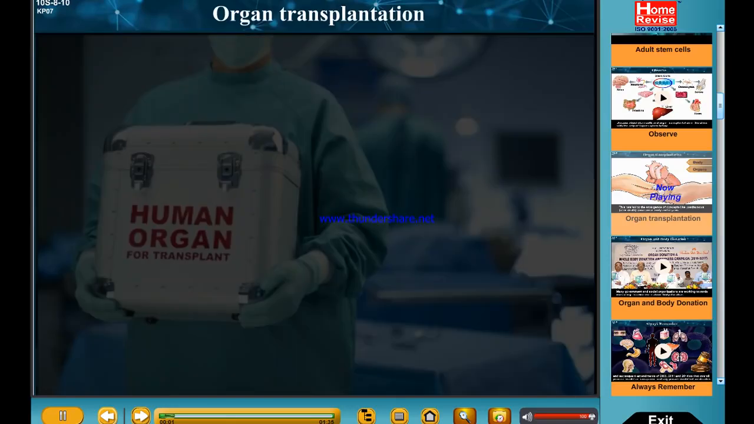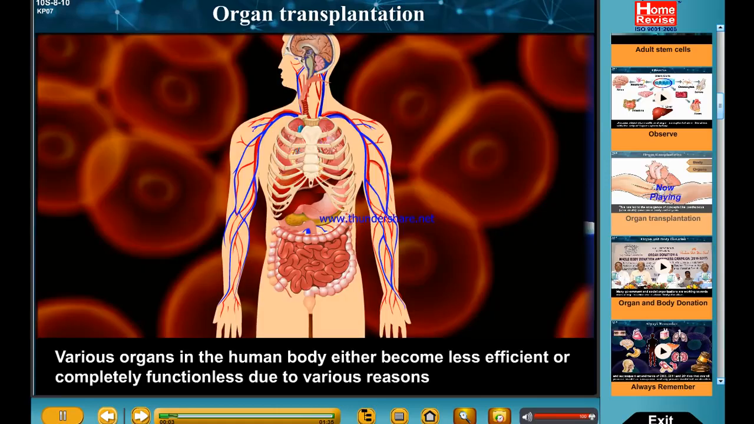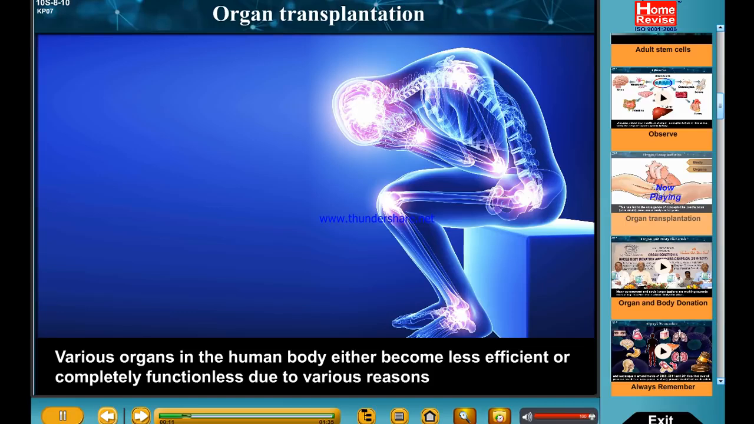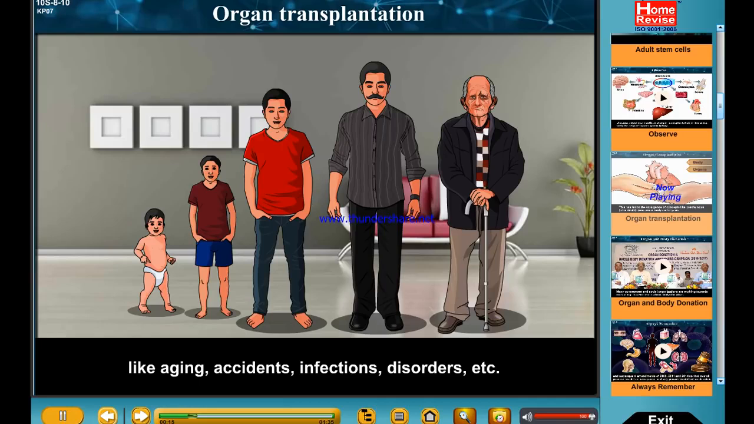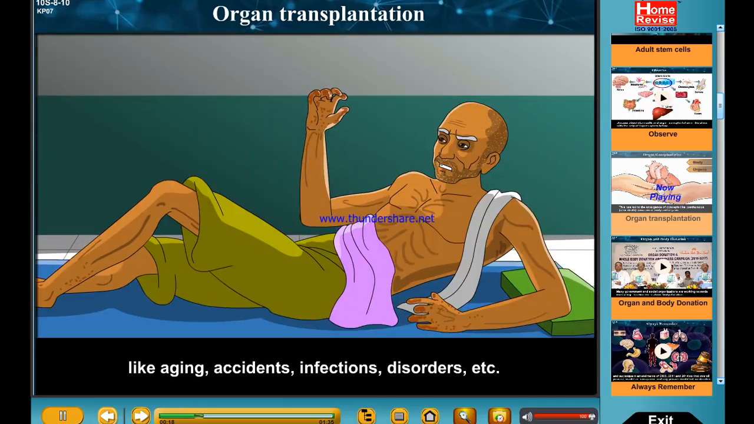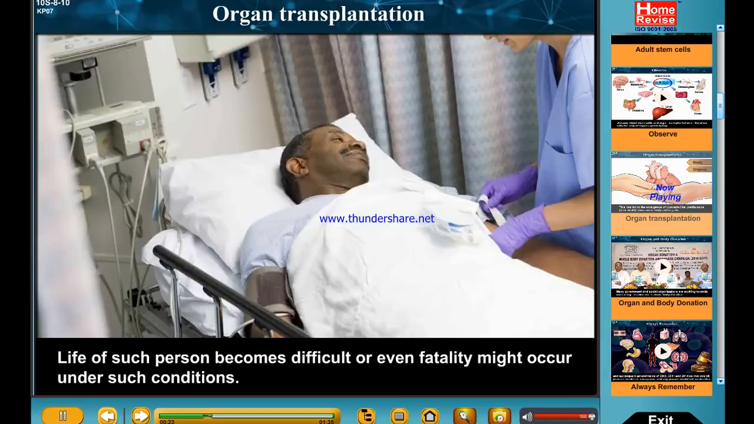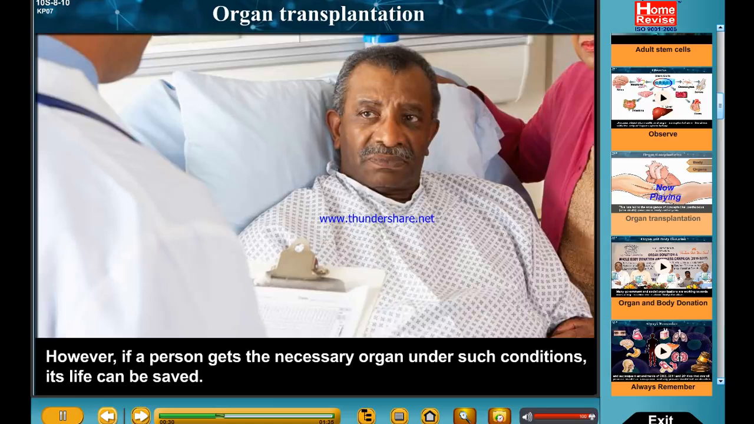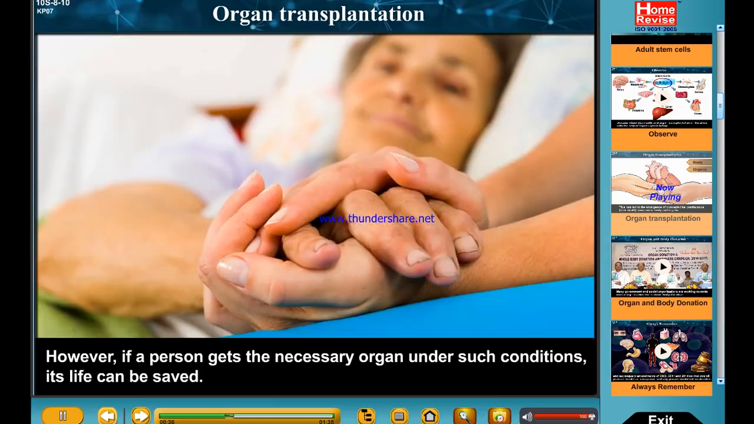Organ transplantation. Various organs in the human body either become less efficient or completely functionless due to various reasons like aging, accidents, infections, disorders, etc. Life of such a person becomes difficult or even fatality might occur under such conditions. However, if a person gets the necessary organ under such conditions, their life can be saved.